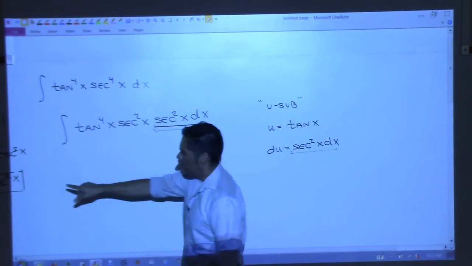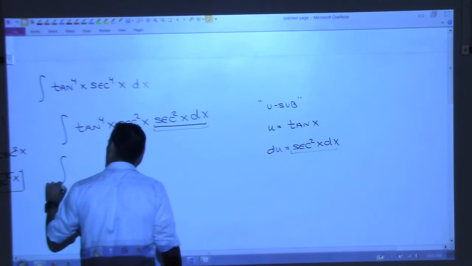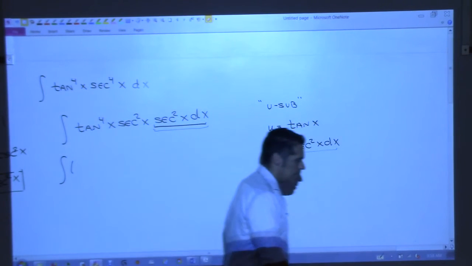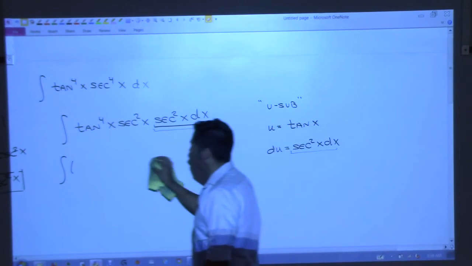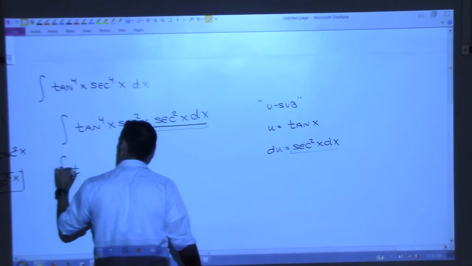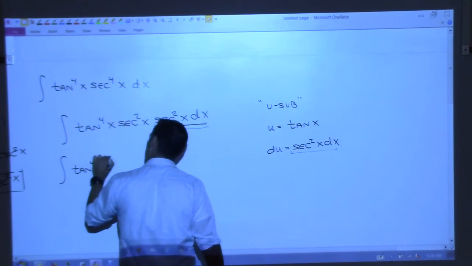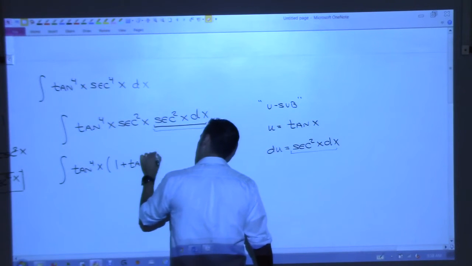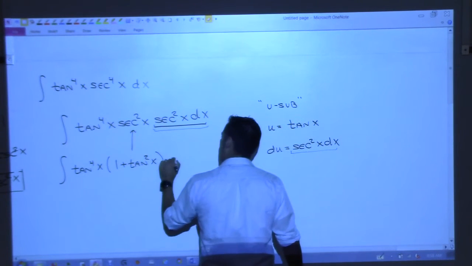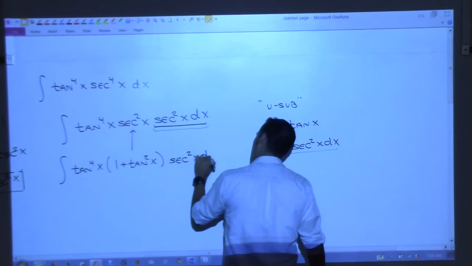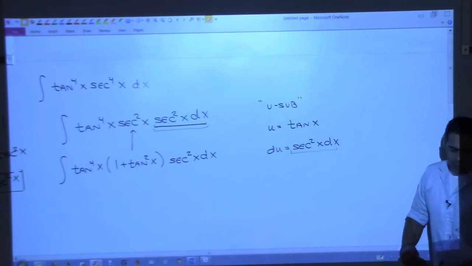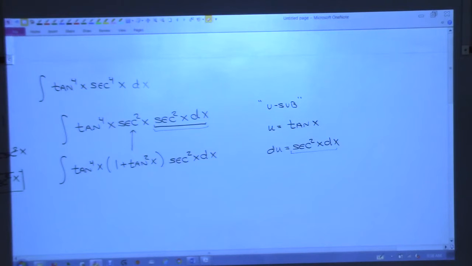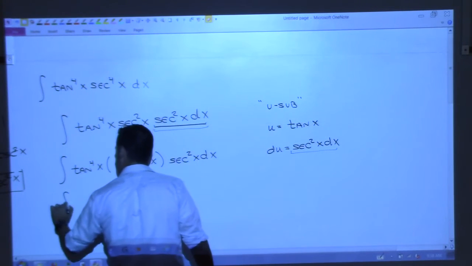Tangent squared x plus 1. So this is going to be, I don't need the parentheses around the first one. This is going to be tangent to the fourth x, parentheses, 1 plus tangent squared x, that's secant squared x, and then secant squared x dx. And then you can rewrite everything in terms of u. So you get the integral.